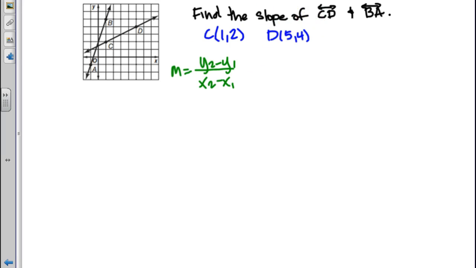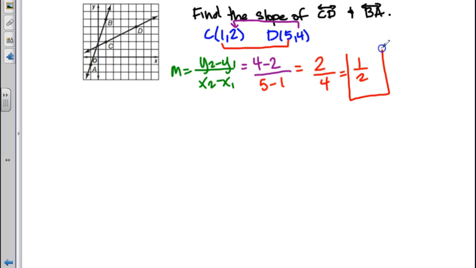All right, change in Y. So 4 minus 2 over change in X. So 5 minus 1. 2/4 or 1/2. So the slope of that line is 1/2. When I go up 1, I go right 2, up 1, right 2, bam, hits that point. All right, so we know that that's correct.